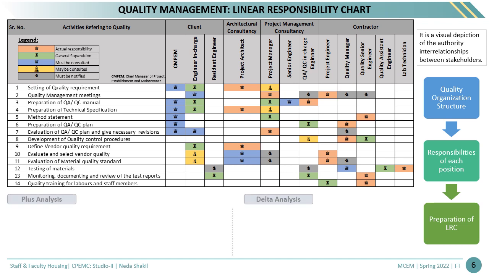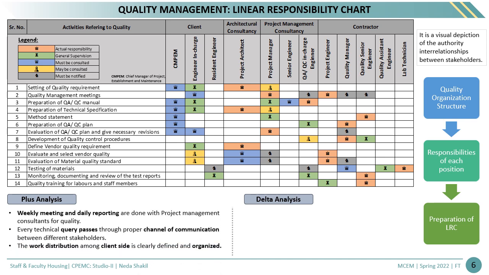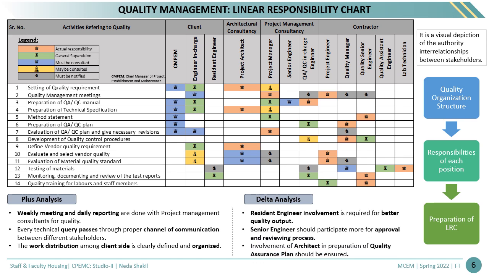At the end, we did a plus and delta analysis, and a few of them are: in the plus, we have weekly meetings and daily reporting done with the project management consultant for quality. The work distribution on the client side is clearly defined and organized. In the delta, resident engineer involvement is required for better quality output. Senior engineers should participate more in the approval and reviewing process. Involvement of the architect in preparation of quality assurance plans should be ensured.